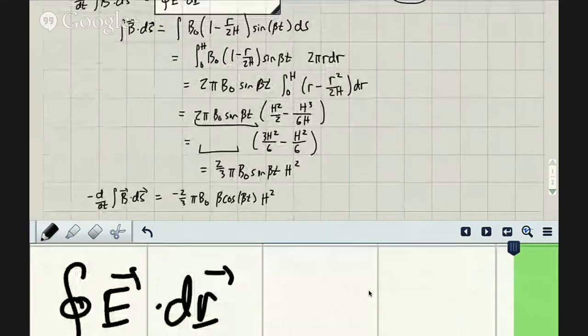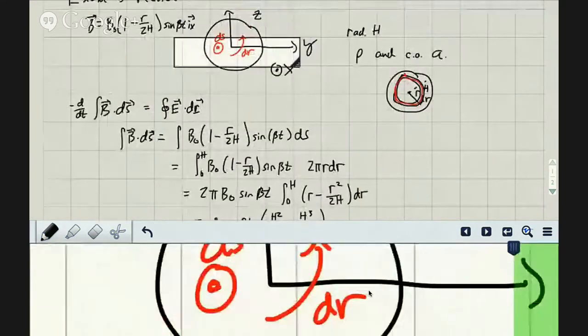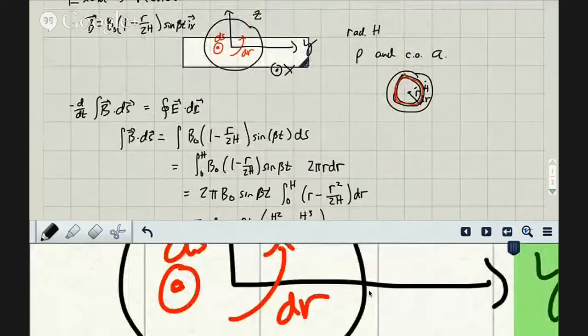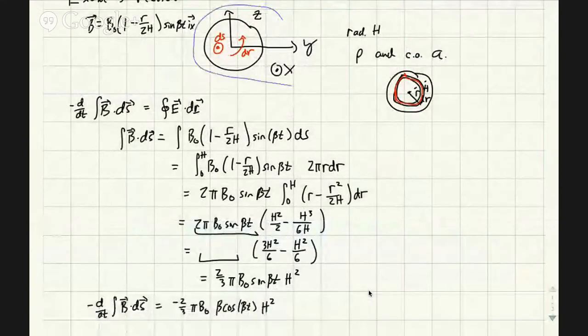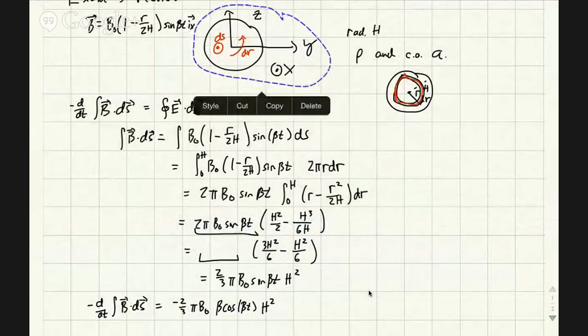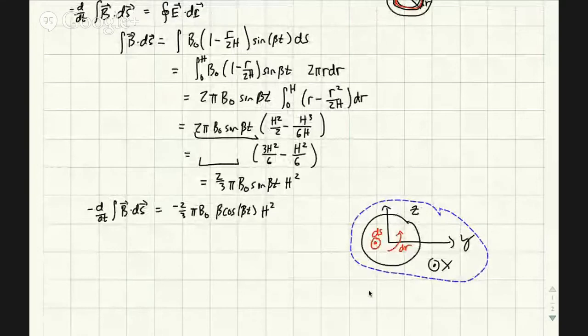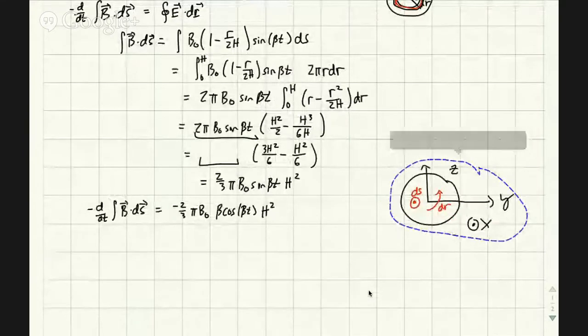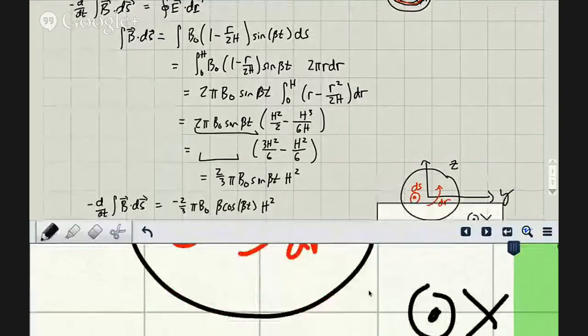Good. Now we've got to do this integral, the integral of E dot dr around this loop. Let's go ahead and copy and paste this down there. What we're going to do essentially is determine the direction of the induced current due to Lenz's law. We'll see if we can reason our way through that. We'll pick a direction. If we get it wrong, we'll see our answer, and that's fine.